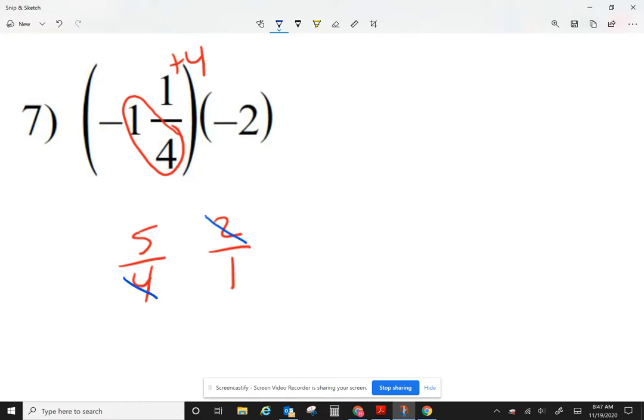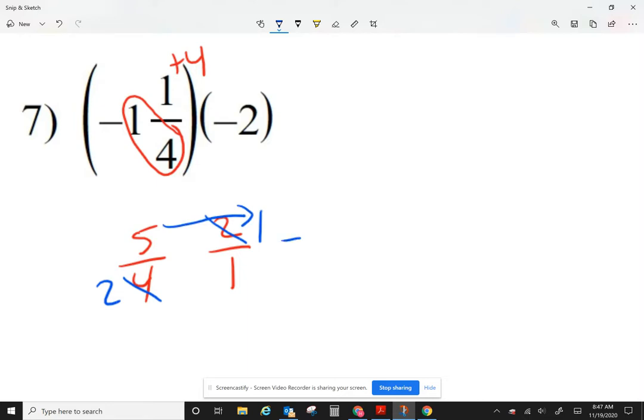I can see 2 and 4. I can divide each of them by 2. So once again, choose a number from the top, a number from the bottom, and divide them by the same thing to make them smaller. So I'm going to divide each of these by 2. So 2 divided by 2 is 1. 4 divided by 2 is 2. I cannot simplify anymore. So I'm just going to multiply straight on top.